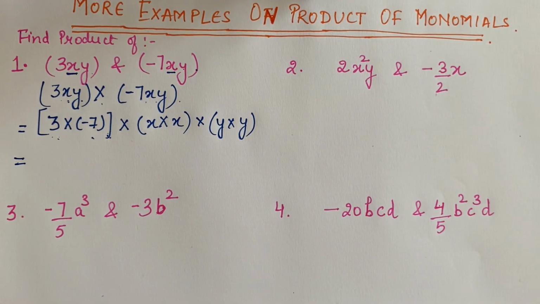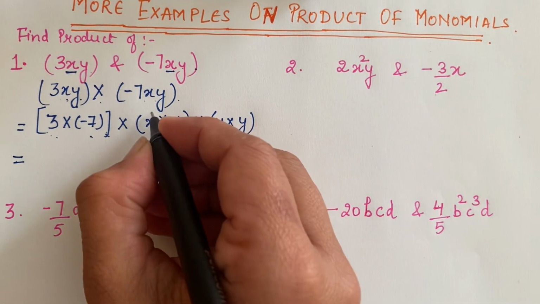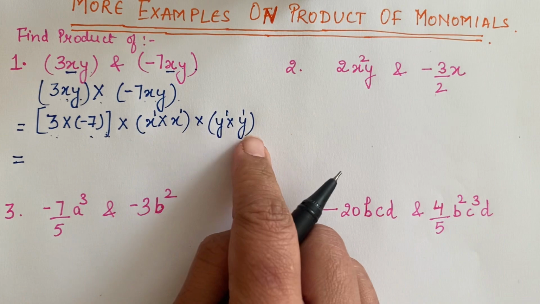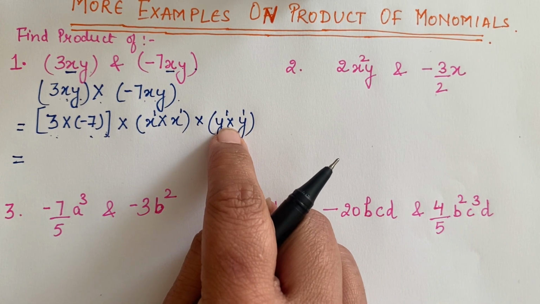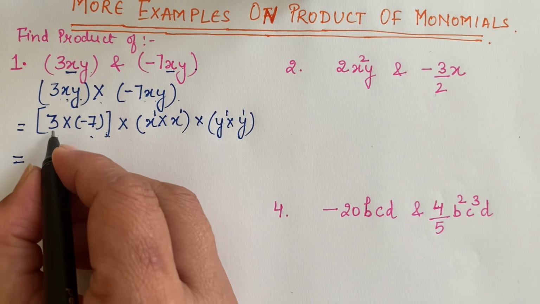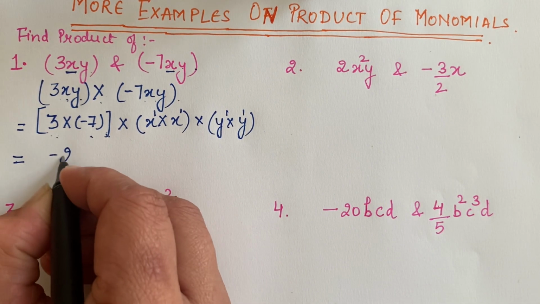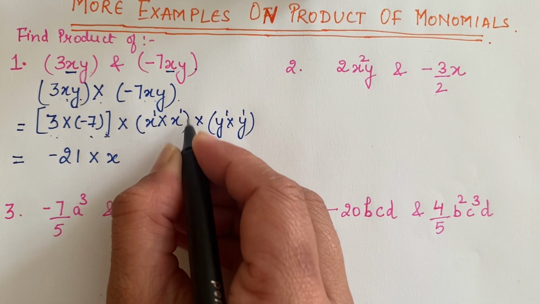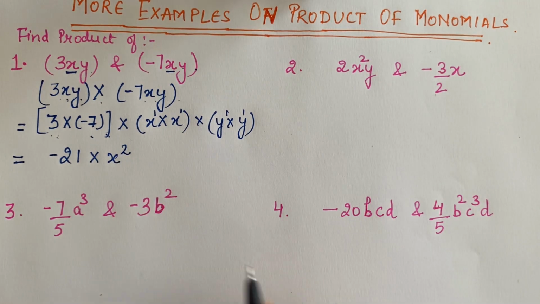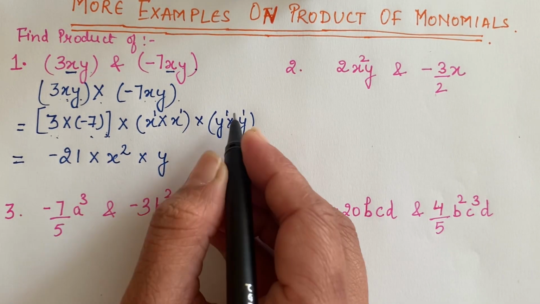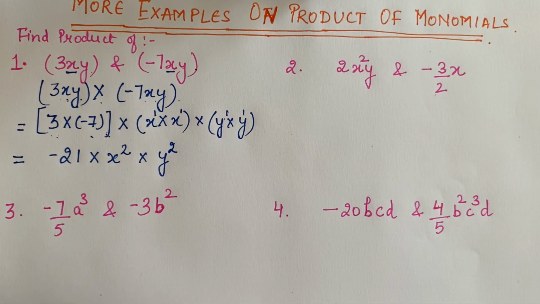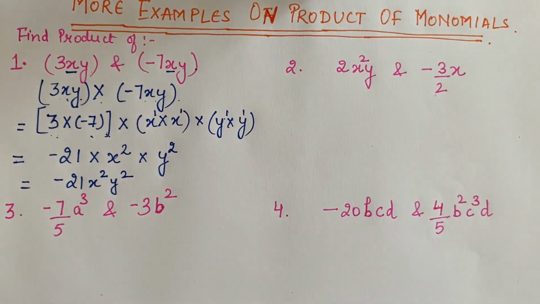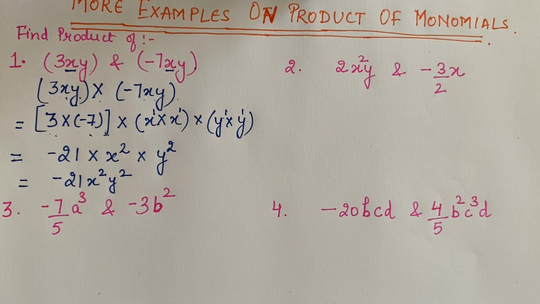Now you know that when the bases are same, we will add the powers when there is a multiplication sign, right? Here also bases are same and there's a multiplication sign between them, so I will be adding the powers. 3 into minus 7 will become minus 21, x raised to the power 1 into x raised to the power 1 will become x raised to the power 2, and y raised to the power 1 into y raised to the power 1 will become y raised to the power 2. Now I'll write it in one form, that is minus 21 x square y square.